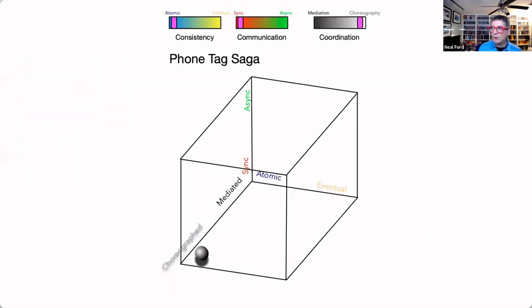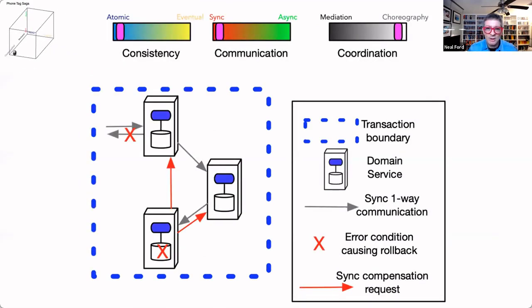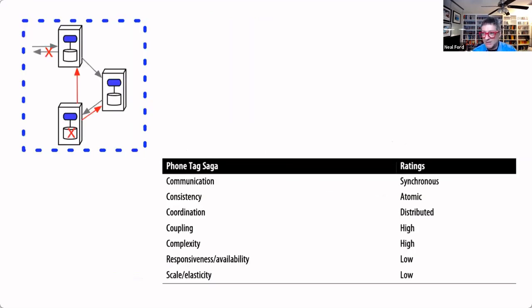The second one of these is a phone tag saga. And what we've done here is changed it from mediated to choreographed. And so here, this is the same problem we had before, just more complicated because I don't have a mediator now. So if one of these services fails, it has to be smart enough to send compensating transaction requests to the other ones. And so each of these domain services has to have a lot more workflow information in them because I don't have a mediator there to hold that workflow information. So I have the same transactionality problem, but now I have more complexity because I don't have a mediator.